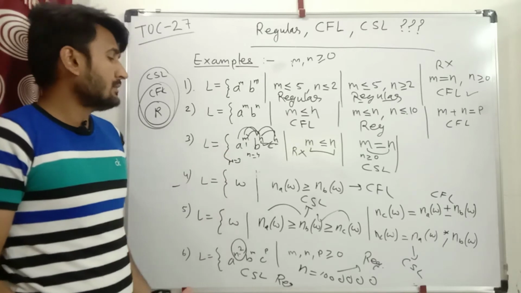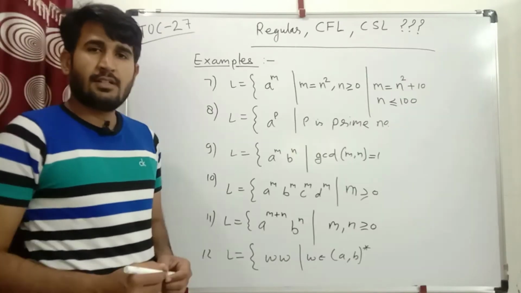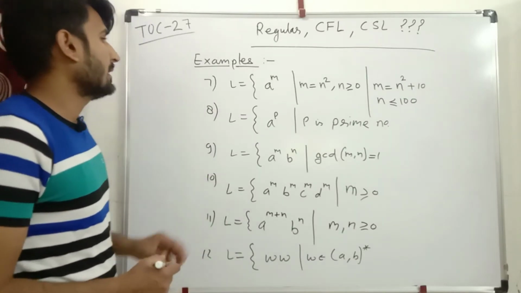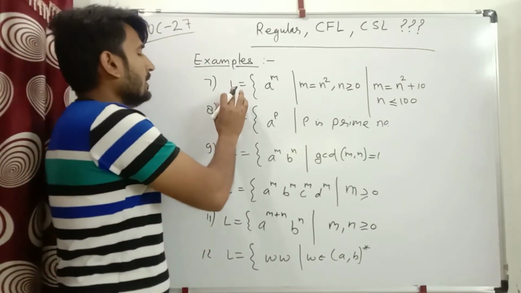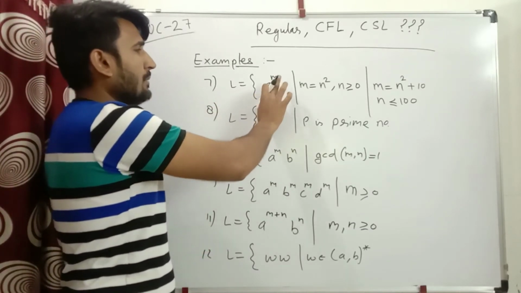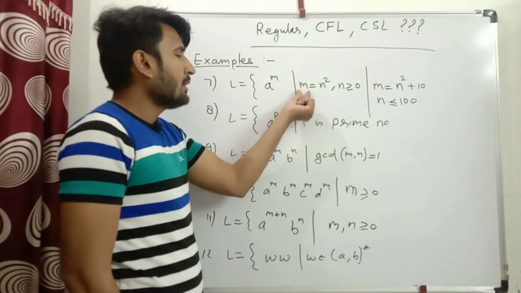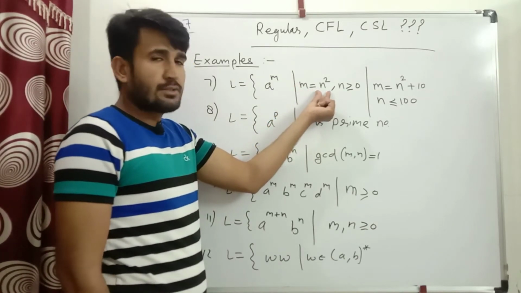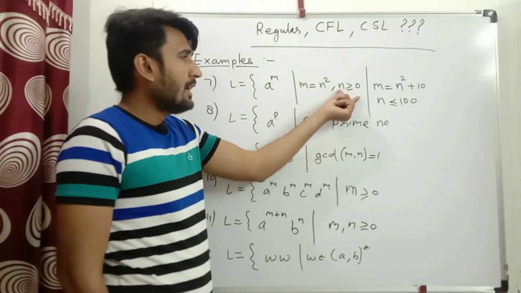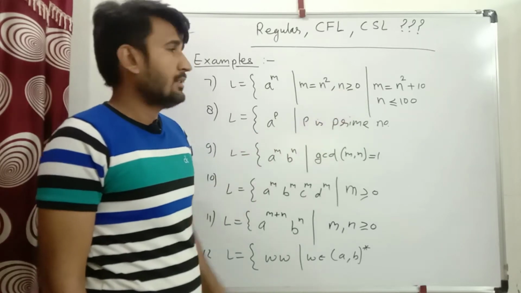Take all of these questions. Now take these more examples. If L equals a power m, where m equals n square and n is greater than or equal to 0.